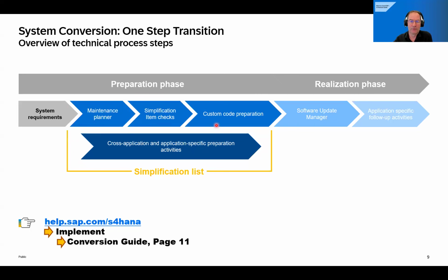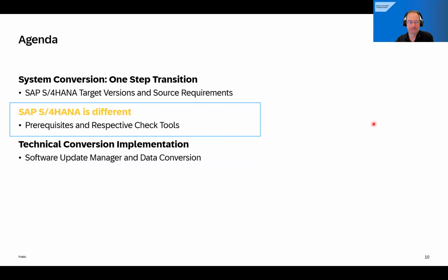Most probably, you'll find guidance on this. And this is somehow embedded by what we call the simplification list. The realization phase, the real technical conversion, is executed by the software update manager, and there are some post activities to be considered as well. This picture will follow us throughout the presentation. That was the one-step transition.